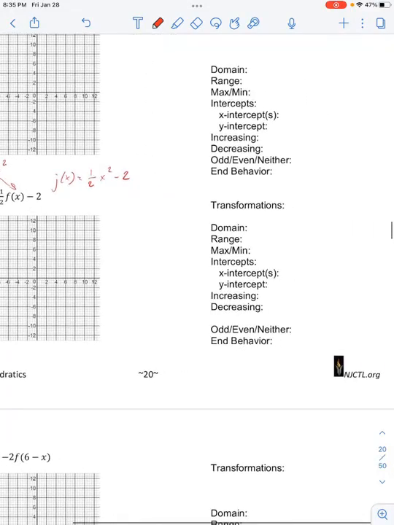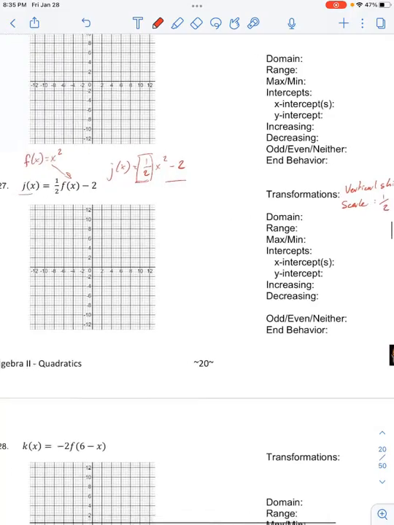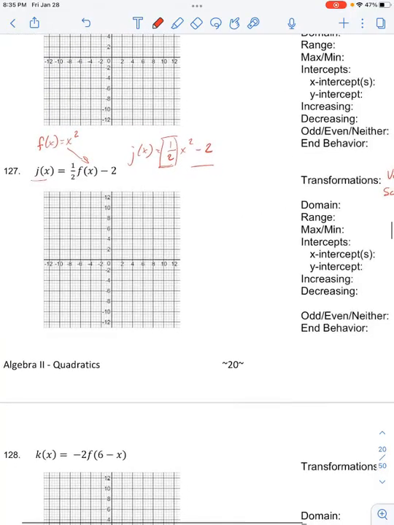So we have two transformations here. First, we have a vertical shift. Our vertical shift is k equals -2, so we move 2 down. And also we have this scaling factor. So we scale it by 1/2, which means that the graph is going to be kind of squashed outwards.